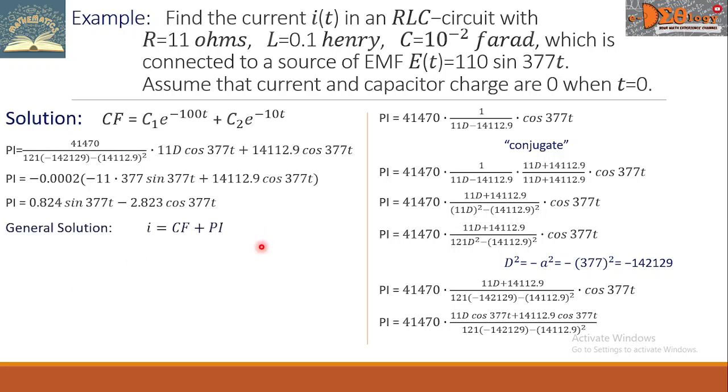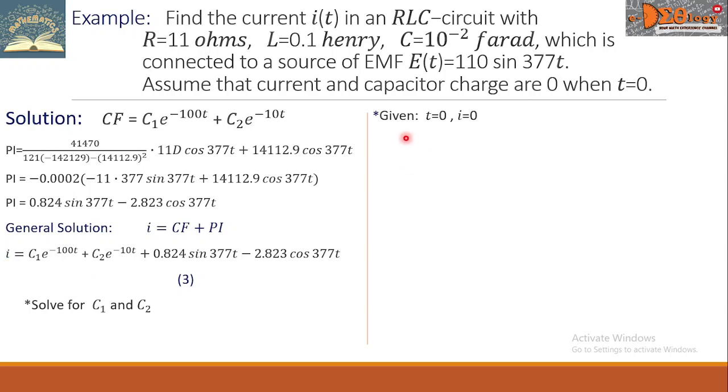By then, we can now put the general solution. I is equal to CF plus PI. The CF value is here and we have derived the PI. So I is equal to this equation. We consider this now to be equation number 3. Next thing to do here is to solve for C sub 1 and C sub 2 in our equation number 3.